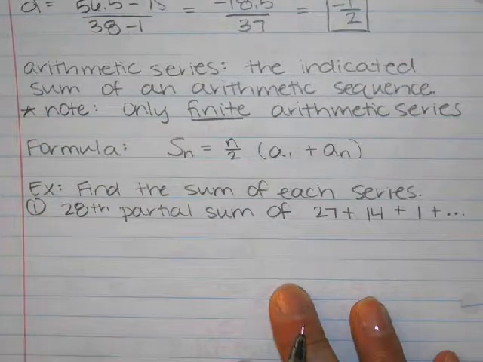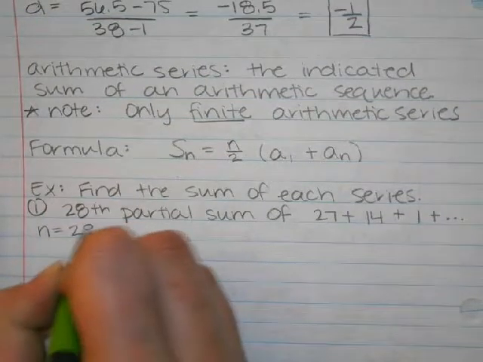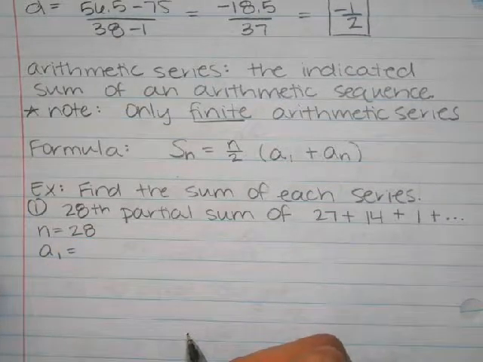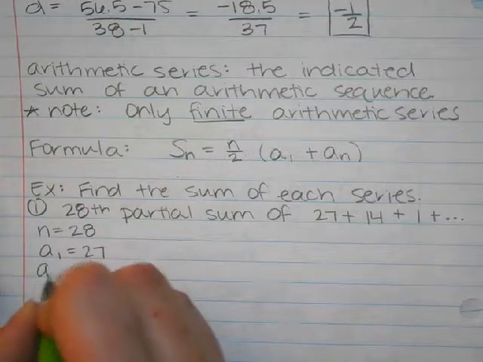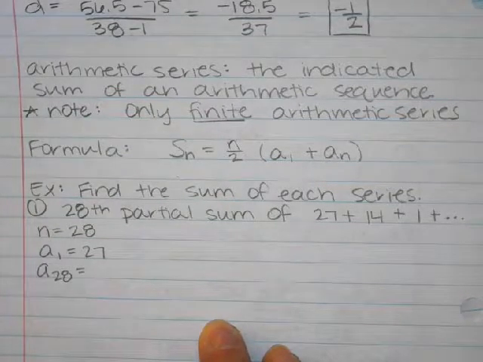So to find the partial sum, we need 3 pieces of information. We need to know how many terms we're trying to find. So how many terms do we need for the 28th partial sum? 28, so we know n is 28. We need to know what the first term is. What's the first term? 27. And we need to know what the last term is, which in this case is the 28th term. Do we know the 28th term? No. So what could we do to find the 28th term?